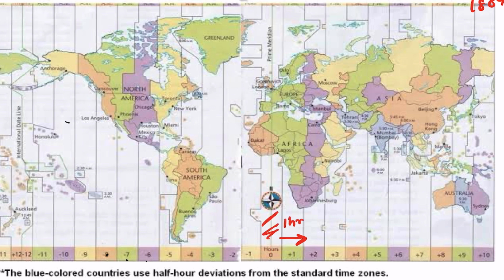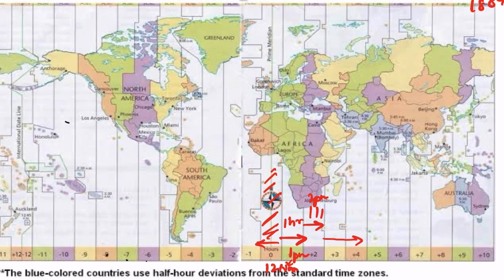When this region has 12 noon as its time, then this region will have 1 pm. You move further away, this region will have 2 pm as its time. So, as we move towards the east, we add time. While when you move westward, we reduce the time. So, when it's 12 noon here at the prime meridian, it's 11 am when we move westward.